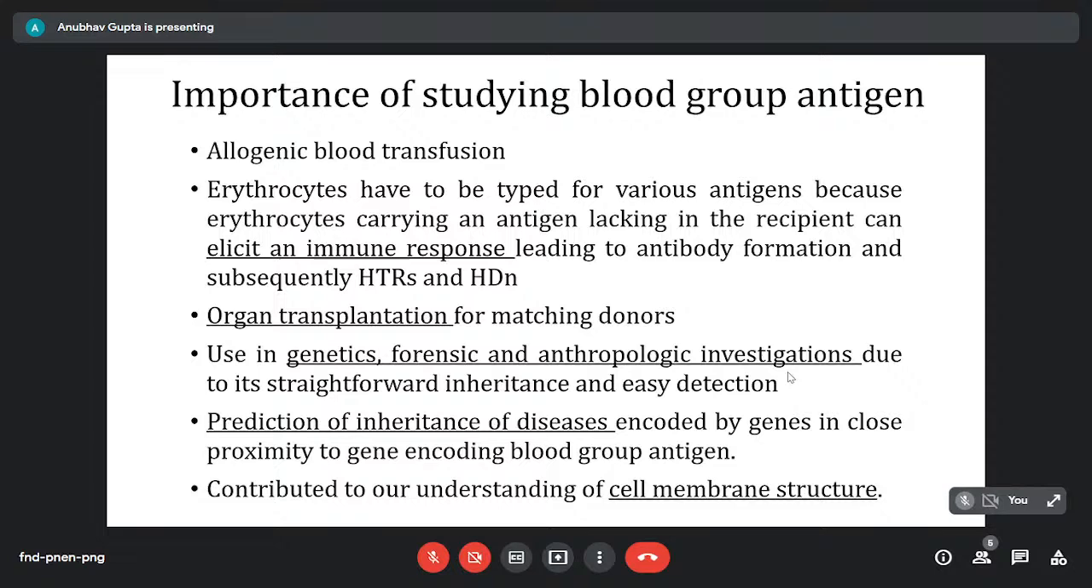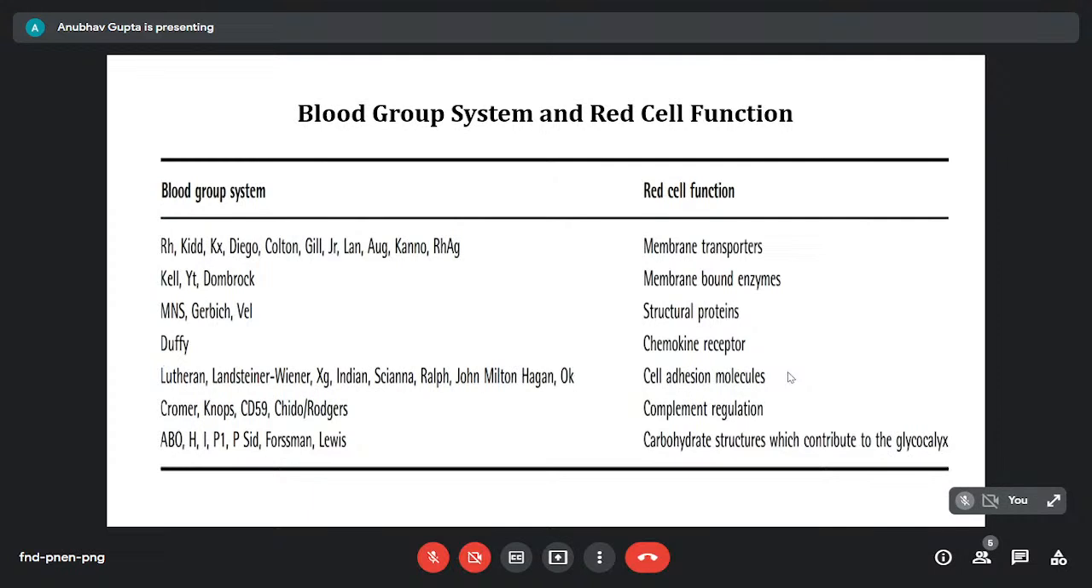So this is a very beautiful table which tells blood group systems and their association with red cell function. For example, the RH blood group system, the KEL blood group system, KX, which is about the KEL blood group system having the KX antigen, the Diego, the Colton, the Gill, the Augustine blood group system, the Lansereaux blood group system, the RH antigen blood group system. Then these act as membrane transporters. Some blood group antigens act as bound antigens. The MNS blood group system and the Well antigen system act as structural proteins.